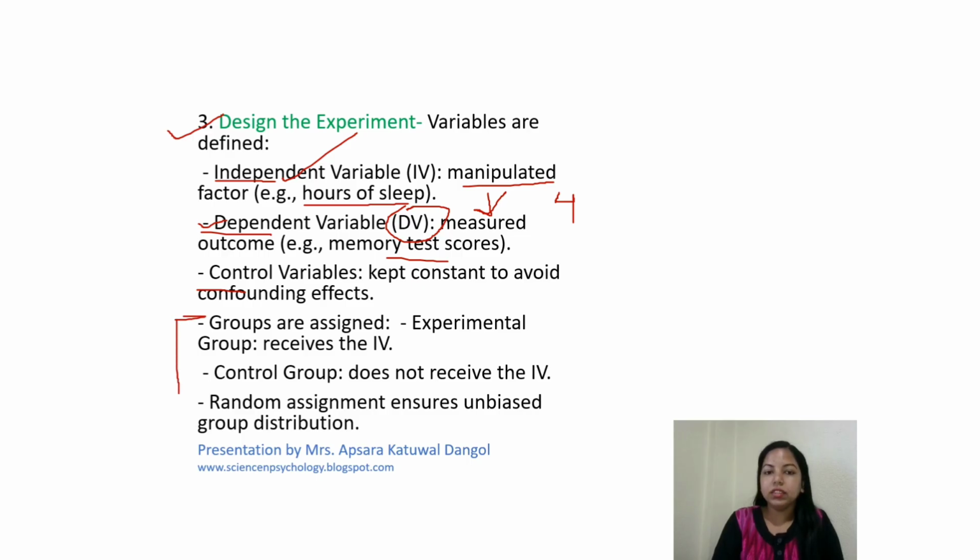Groups are assigned in a sense that the experimental group receives the independent variable. That means those people who are in this group are supposed to sleep only 4 hours a night, and the control group does not receive the independent variable. That means they sleep normal hours, which is 8 hours. Random assignment is done to ensure unbiased group distribution.